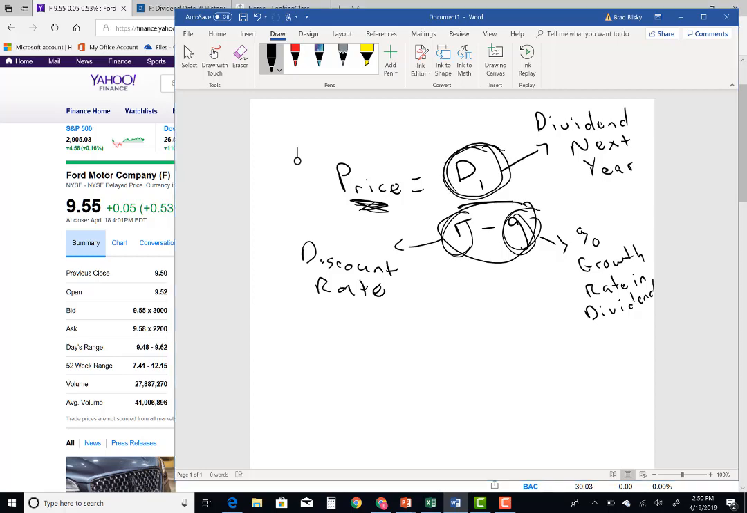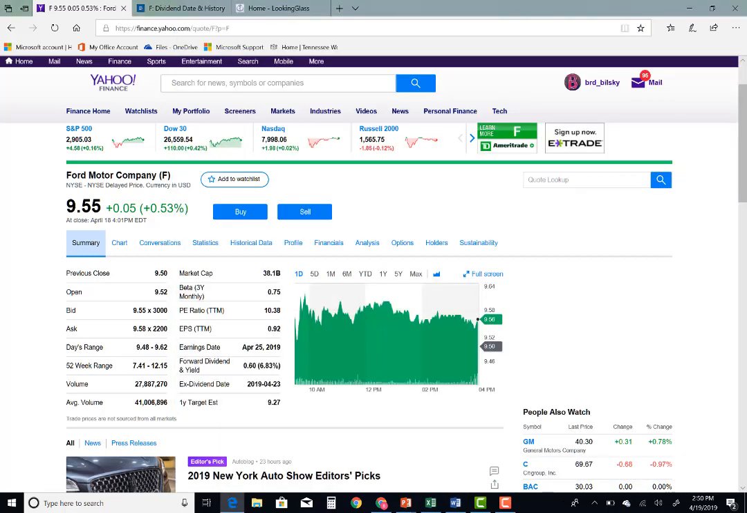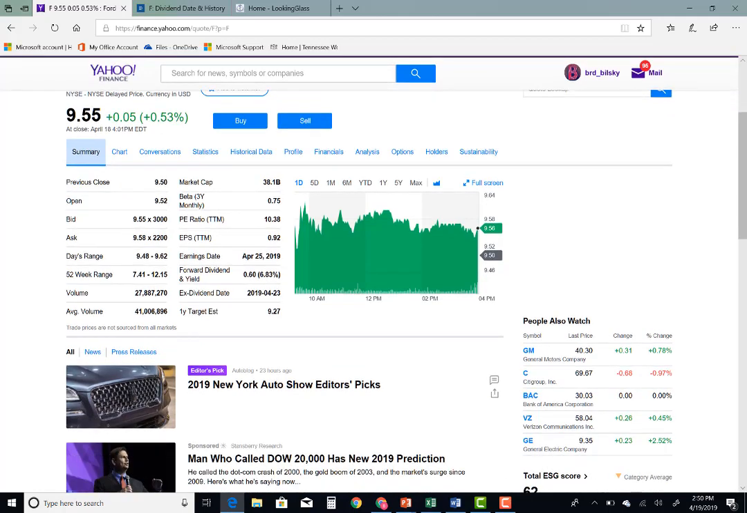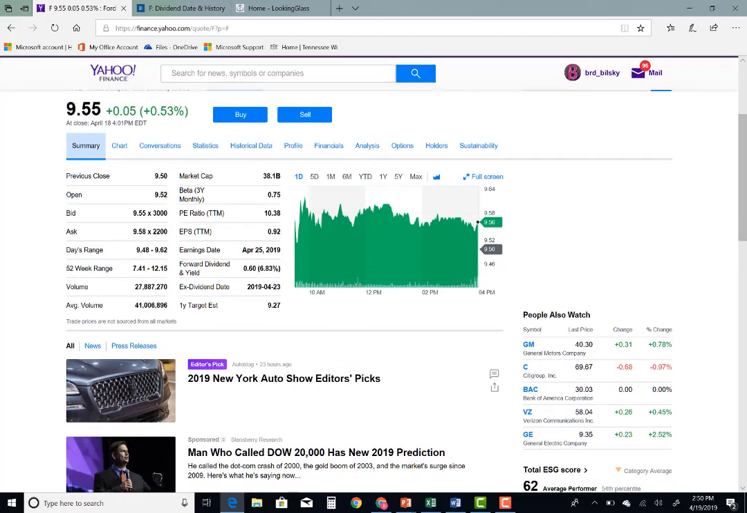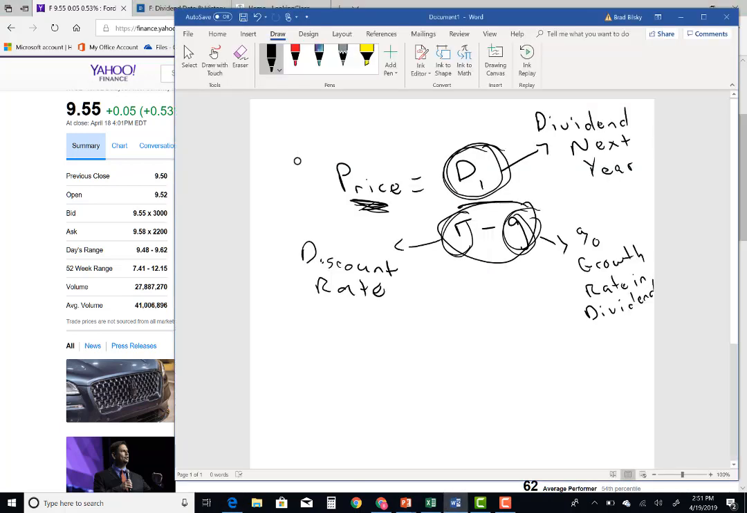If you go, for example, for Ford, if we look here under the forward dividend and yield, which is 0.60, that's 60 cents. That's what they predict next year's dividend payment is going to be for Ford. So if you're a shareholder of Ford, you own a share of that stock, Yahoo Finance predicts next year you're going to get a payment of 60 cents in a dividend. So that's exactly what we're looking for in our equation.